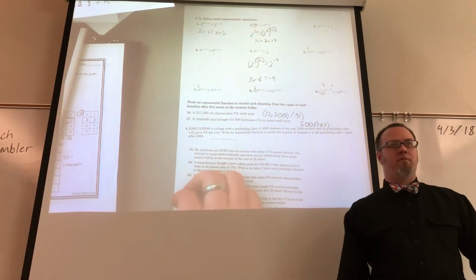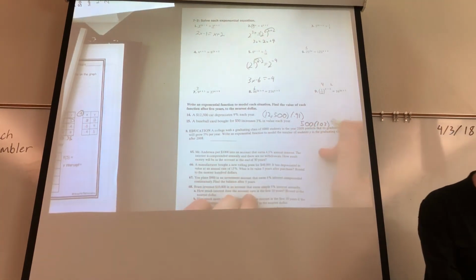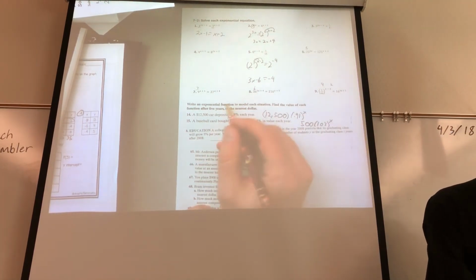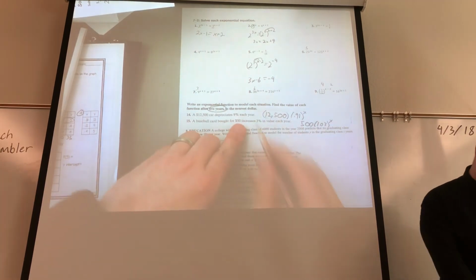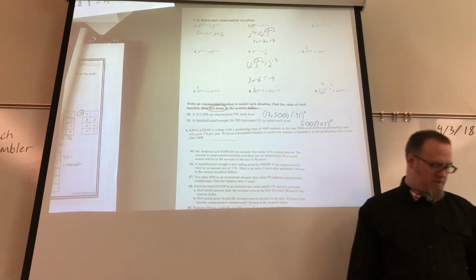Got that? Remember that forever because it's on a video. If it's a 3% increase, that's 1.03. We're raising that to the x. And again, you're supposed to find it after 5 years. It says to the nearest dollar. I would have gone dollars and cents, usually 2 decimal places with money.